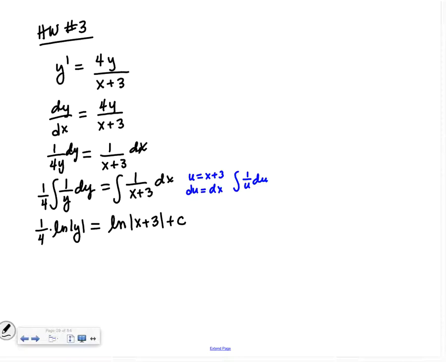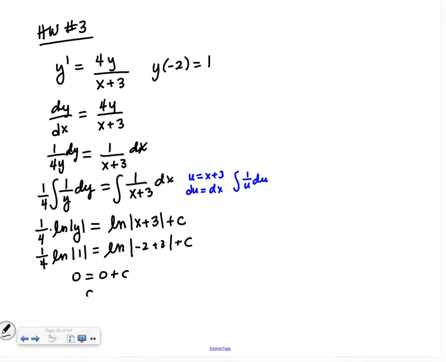All right, anyway, so we continue on. The point that you were given was that y of negative 2 was equal to 1. So if I plug in negative 2 for x, I get a 1 for y. That was very nice of me. So natural log of 1 is 0, so I get 0 equals natural log of 1, which is 0, plus c. So c ends up being 0.